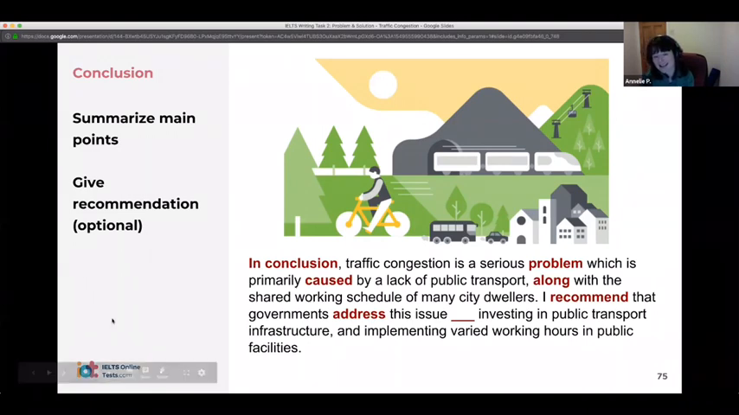And notice again here, you know, we're using vocabulary that we didn't use in the body and that we didn't use in the conclusion. We've got "implementing," we've got "varied working hours." So "city dwellers" as well, and we had "citizens" earlier on. So there's a good range of vocabulary there. And, you know, we're not repeating the same vocabulary. Okay. So that was "by."